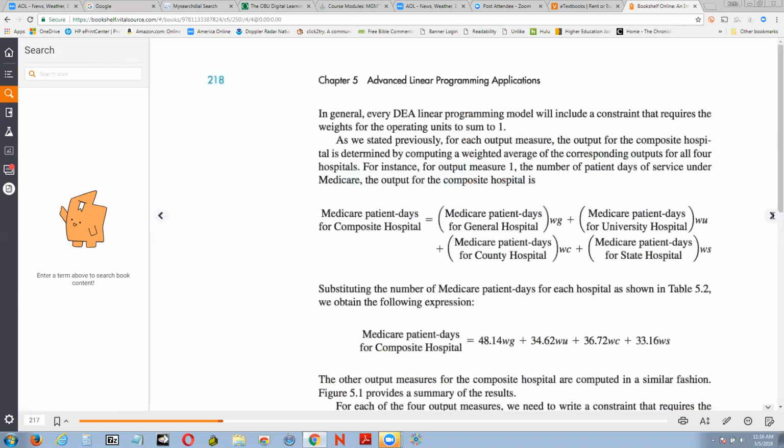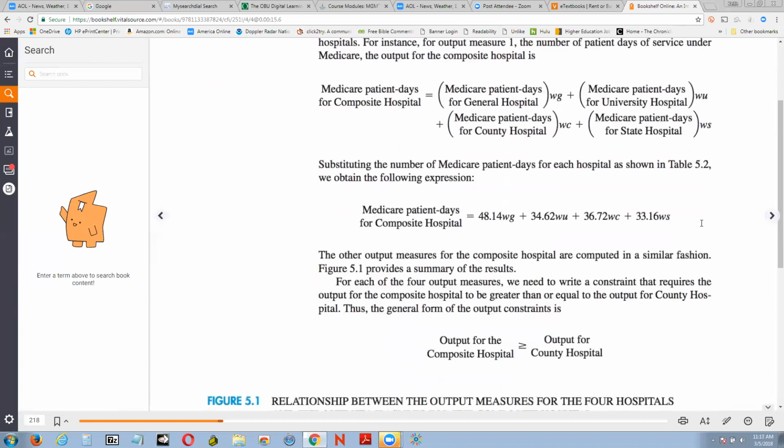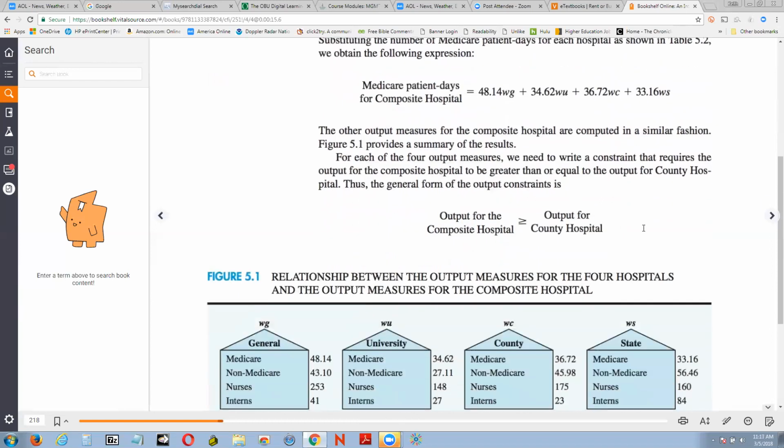Now, as they walk us through here, they're going to start to show us how these composites are put together. And I'm spending this time, and I apologize, it's a little more didactic than usual, but the bottom line is this: as you're putting that composite together, there has to be a tremendous amount of thought on what those output measures should be, as well as the input measures. Okay, and so they're walking through the Medicare patient days, and for each hospital. Okay, and then they put that into an equation, and that gives us the output model.